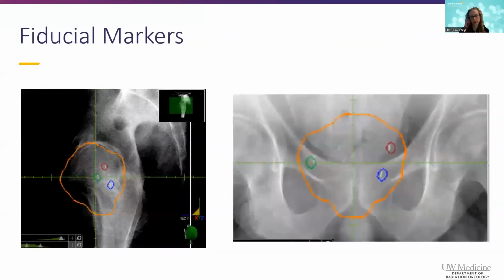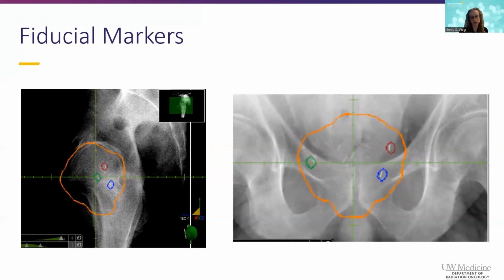Fiducial markers are 3 markers that get placed into the prostate, and this is done in a brief procedure where we use a transrectal ultrasound, which is similar to the ultrasound used at the time of prostate biopsy. Using the ultrasound, we guide needles into the prostate that inject these 3 tiny markers. They are about the size of a dry grain of rice, so they are very small and they can't be felt. They don't cause any discomfort once they're in the prostate. They are injected in 3 different axes, and we use them to help guide the patient's setup every day when you come for your treatment.